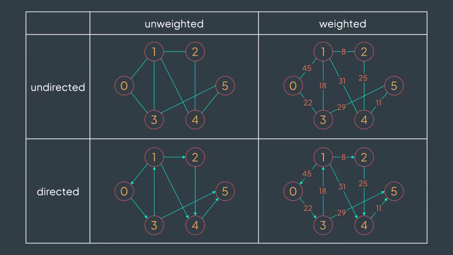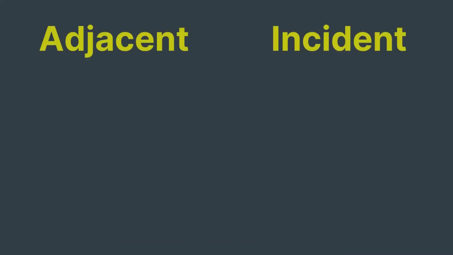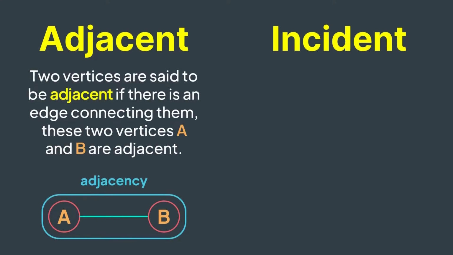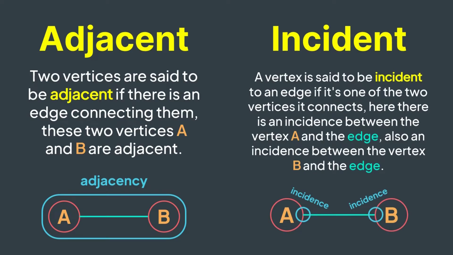Let's move to the next point. The first two terms that we will learn about are adjacent and incident. Two vertices are said to be adjacent if there is an edge connecting them. These two vertices A and B are adjacent. And the vertex is said to be incident to an edge if it's one of the two vertices it connects. Here there is an incidence between the vertex A and the edge, also an incidence between the vertex B and the edge.